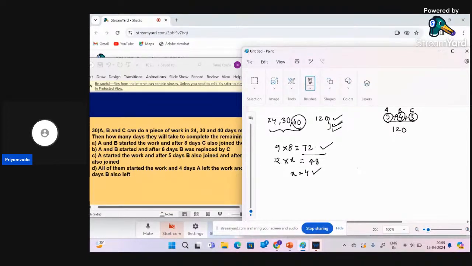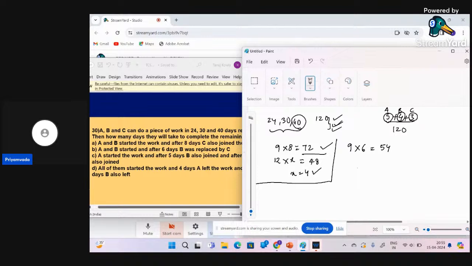And we'll go to the part B question now. A and B started the work, and after 6 days, B was replaced by C. A and B started the work means how many parts of work are done? 5 plus 4, that is 9, into the number of days they are working together. 6 days. So 9 × 6 is 54. Now what happened? B was replaced by C.